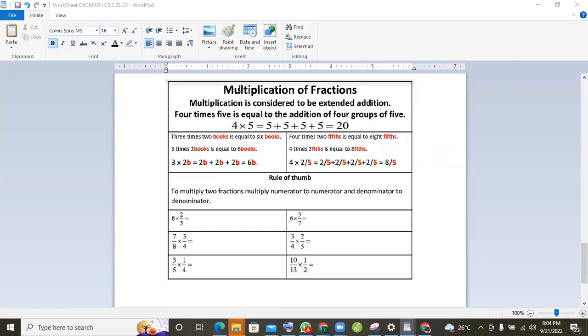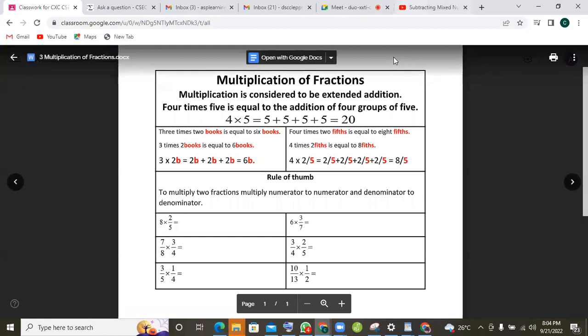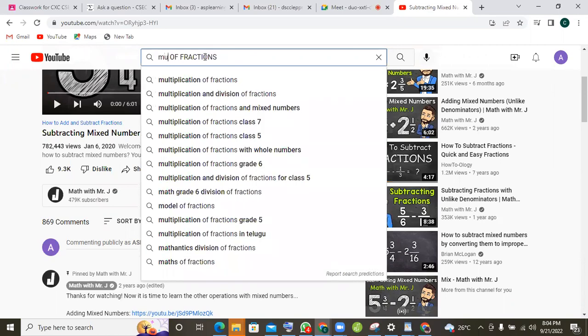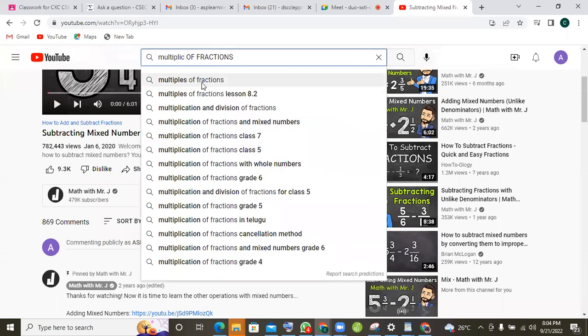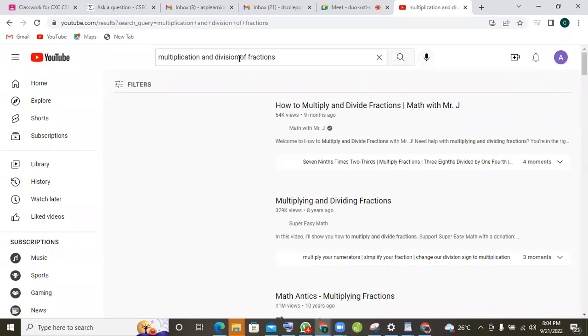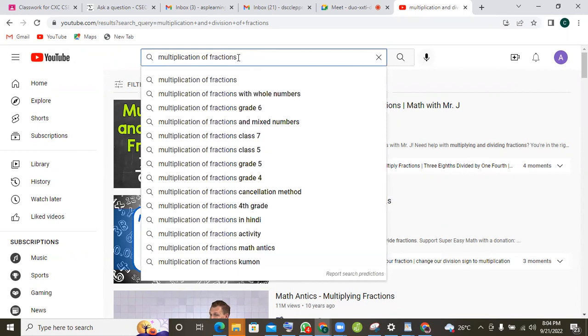So now we are moving on to multiplication of fractions. And as we say, try to make it a common practice automatically. Go to YouTube and do some quick YouTube search. Multiplication of fractions. Multiplication and division of fractions. So I just want multiplication alone. Division, we'll do after. So just multiplication we need.